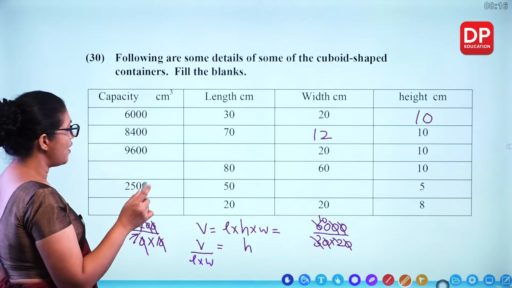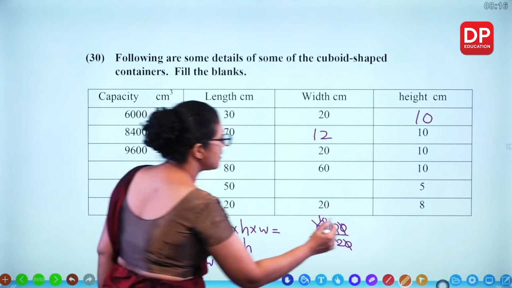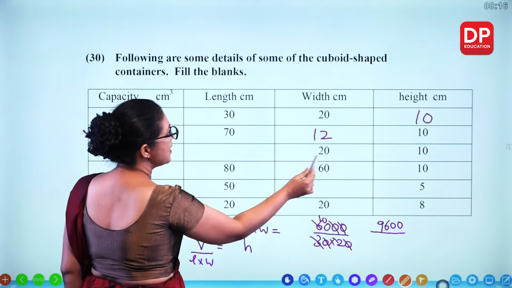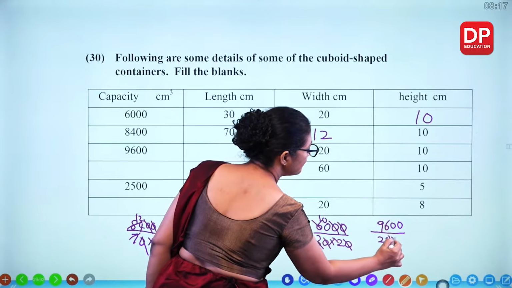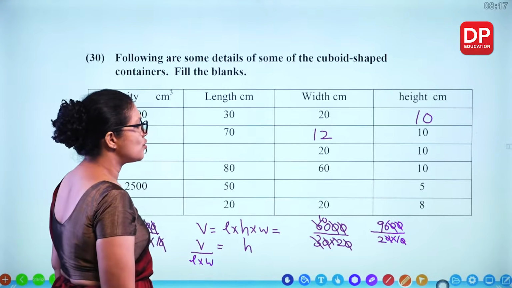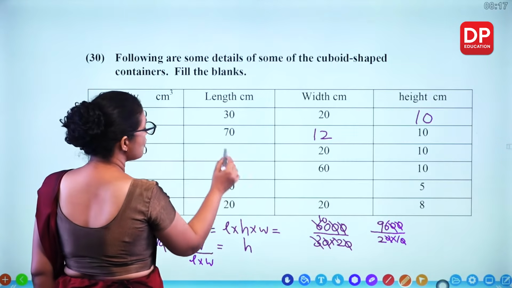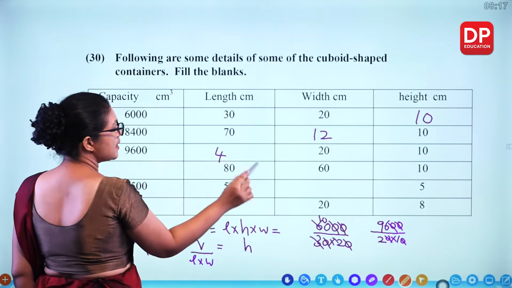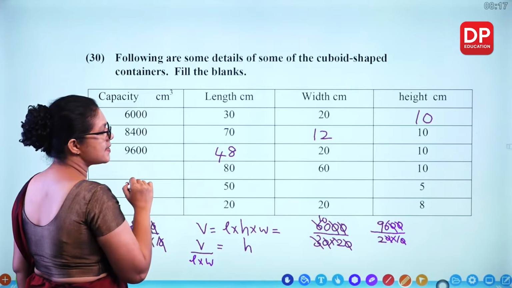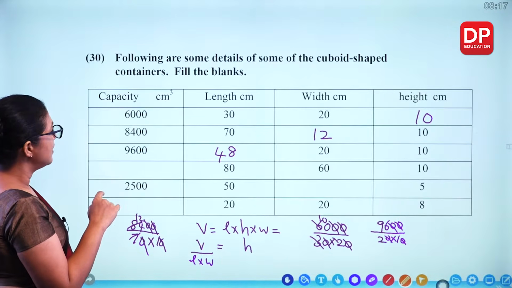Length, same way, you divide by width and height. 9,600 divide by 20 and 10. 2 zeros get cancelled out. 96 divided by 2. 2 times 4, 8. For 16, 2 times 8, 16. So 48.